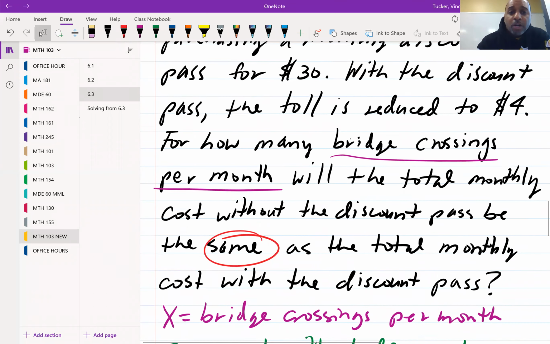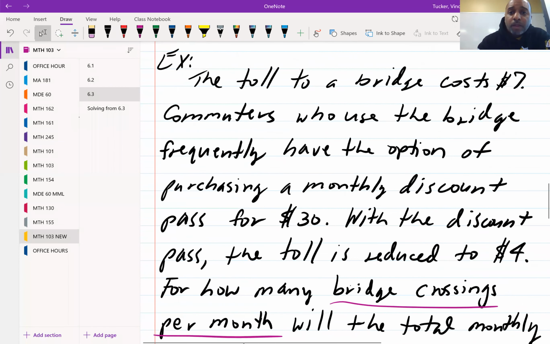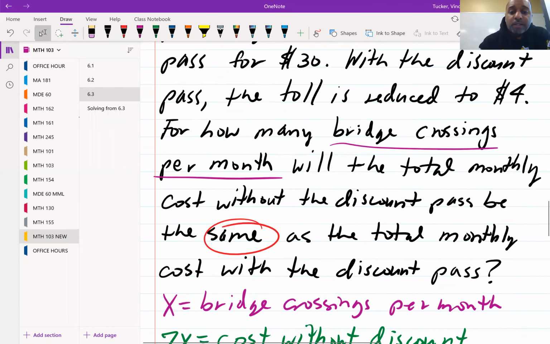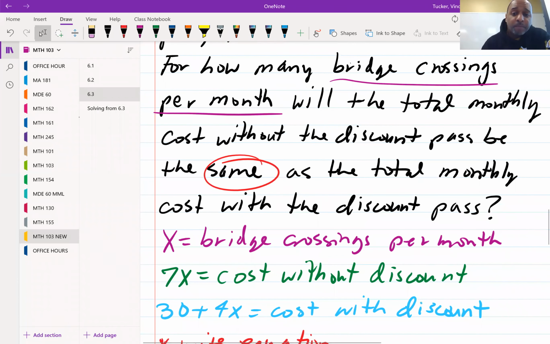So now, at that first sentence, the toll to a bridge costs $7. That's the regular price. So every time you cross, it's $7. So 7X is going to be the cost monthly without discount. If X represents the bridge crossings per month, 7 times X will be the cost without discount monthly. I guess I could put monthly there.